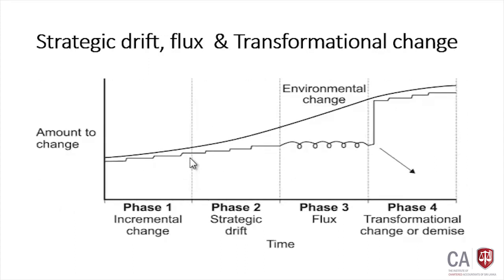If you look at this one, I think it will be clear for you. Look at the strategic gap. Now, the environment changes, and look at the amount of change in the organization; there is a gap under the strategic gap, right? Then the gap broadens under this, and we are trying to do a transformational change or face demise. Transformational change means you try to catch up, that is one option.